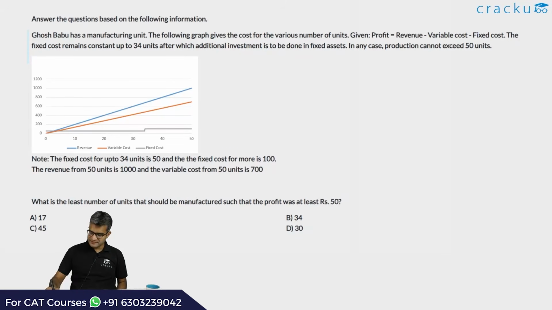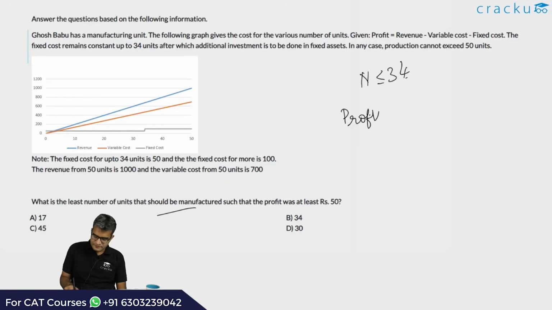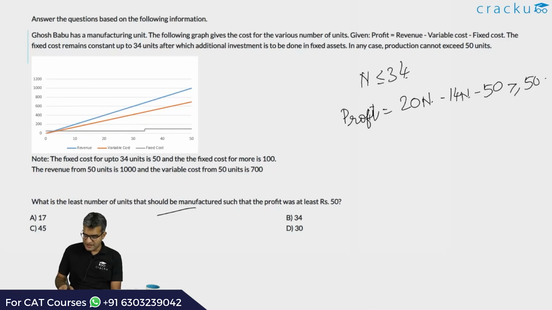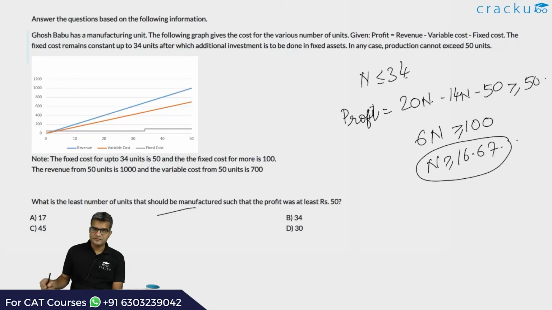Let us look at the second question. What is the least number of units that should be manufactured so that the profit is at least 50 rupees? So let us again assume that the number n is less than 34. So what is the profit? The profit will be equal to revenue, which is 20n, minus the variable cost, which is 14n, minus the fixed cost, which is 50. This has to be at least equal to 50, or the value of 6n has to be greater than or equal to 100, or the value of n has to be greater than or equal to 16.67. This would imply that the smallest value that n can take is 17.